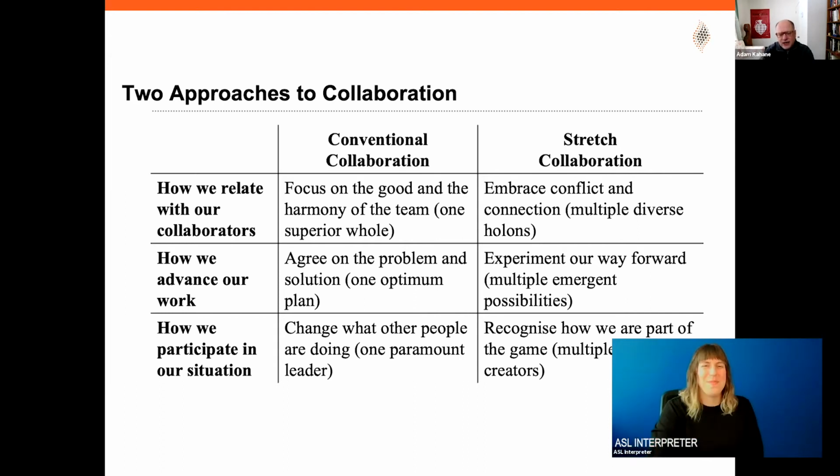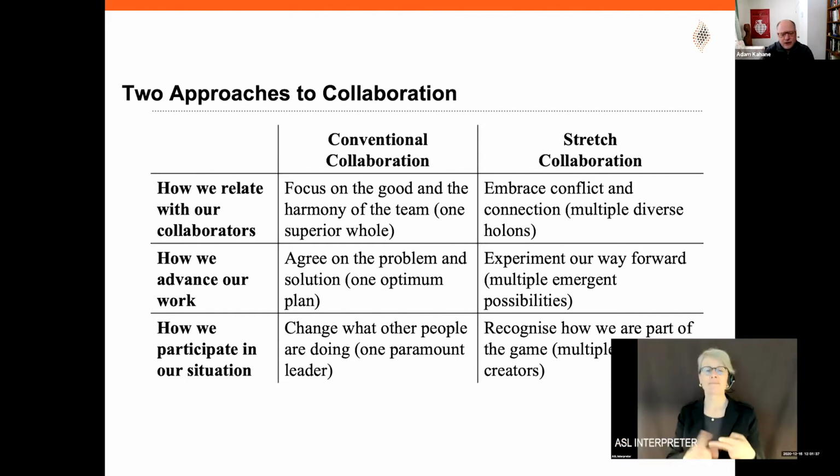Secondly, in conventional collaboration, we say first we need to agree on the problem, then on the solution, then on the plan. And maybe in some cases this is possible, but usually it's not, for two reasons. First of all, we're not going to get ready to agree on what we should be doing forever. We might get agreement on the next step. And secondly, we don't know what's going to work.